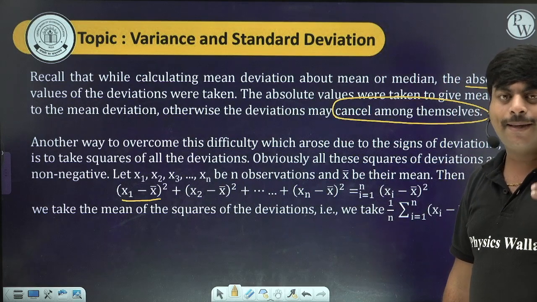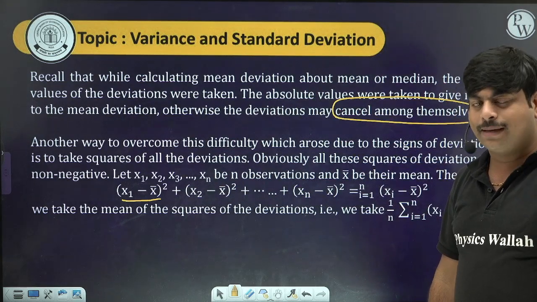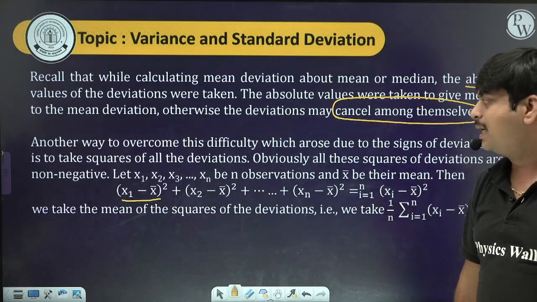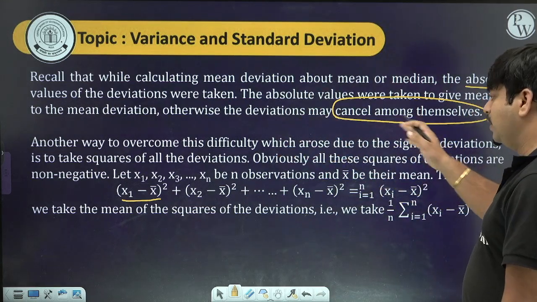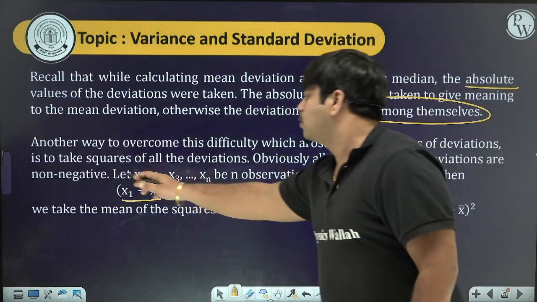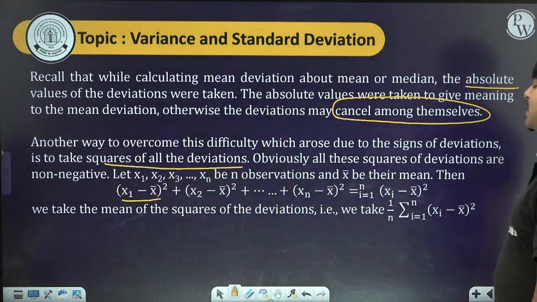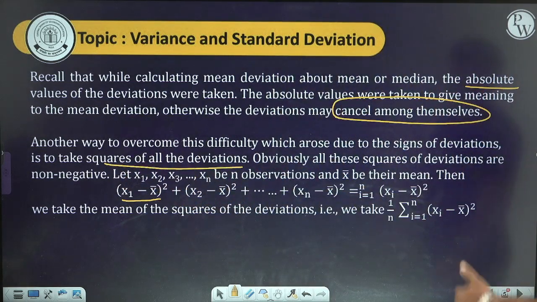If you are not taking the absolute values, the values are becoming zero. The sum of all those values becomes zero, so meaningless, right? So another way to overcome this difficulty which arose due to the signs of deviations is to take squares of all the deviations. Obviously, all these squares of deviations are non-negative.